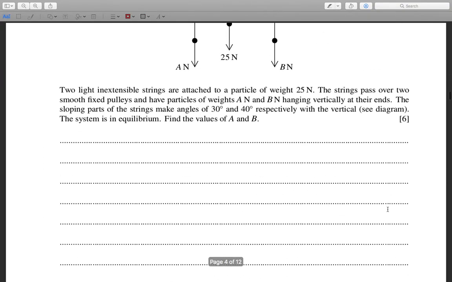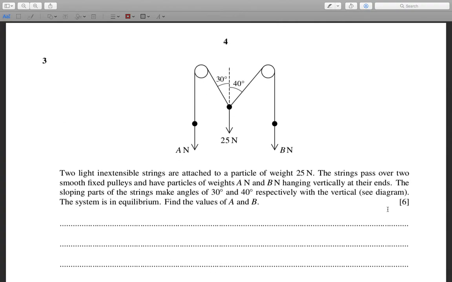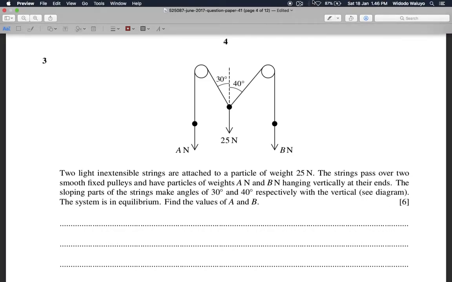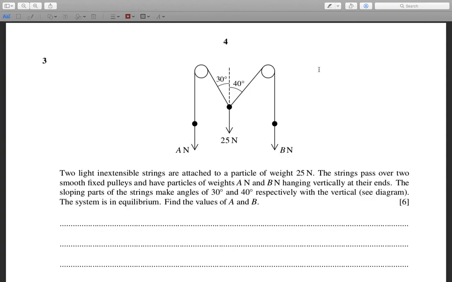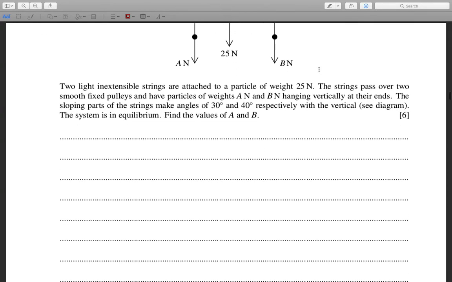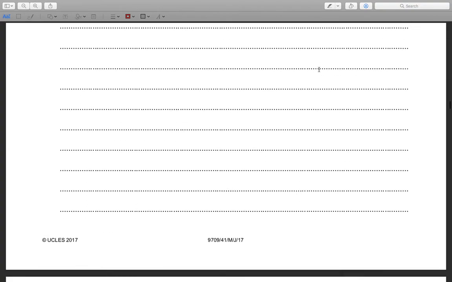Okay guys, we will continue with number three. An inextensible string is attached to a particle of 25 newtons. The string passes over two smooth fixed pulleys and has particles of weight A newtons and B newtons hanging vertically at their ends, the sloping parts at 30 degrees and 40 degrees respectively with the vertical. See the diagram. The system is in equilibrium. Find the values of A and B.